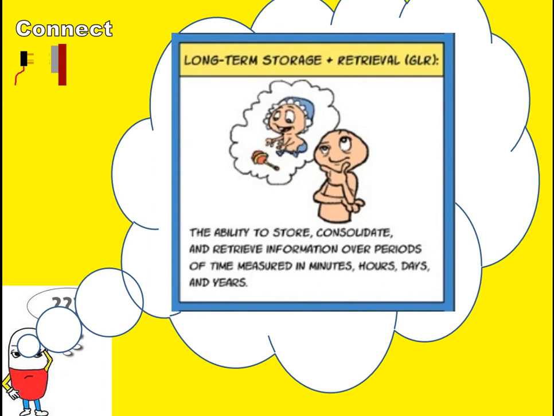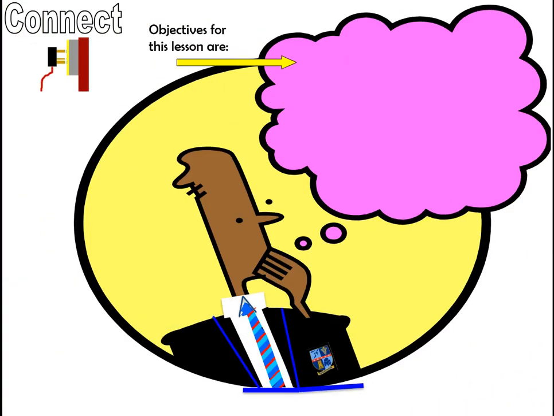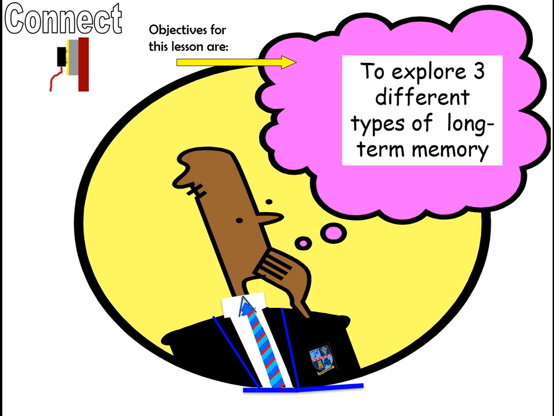So today we're going to focus on long-term storage. You can see at the top it says retrieval, which means getting information back. Today we're going to be looking at the ability to store, consolidate and retrieve information over longer periods of time. Up till now we've only really focused on short-term memory. The objectives for this lesson are to explore 3 different types of long-term memory. For these you should be able to name them, describe them and be able to apply them in a scenario. We will also look at some research to support.